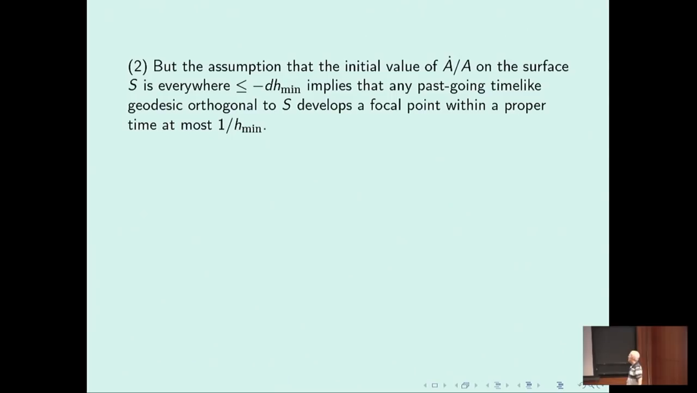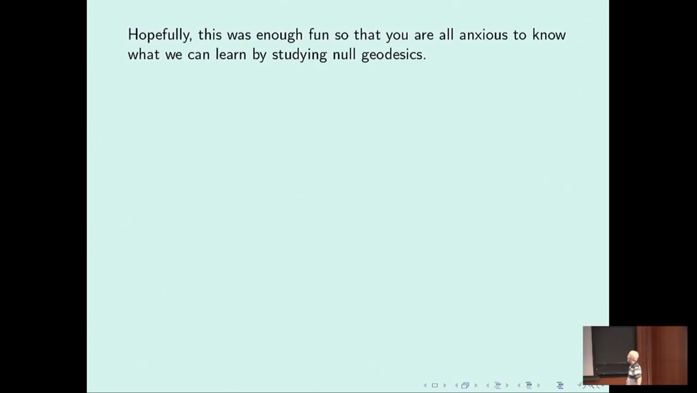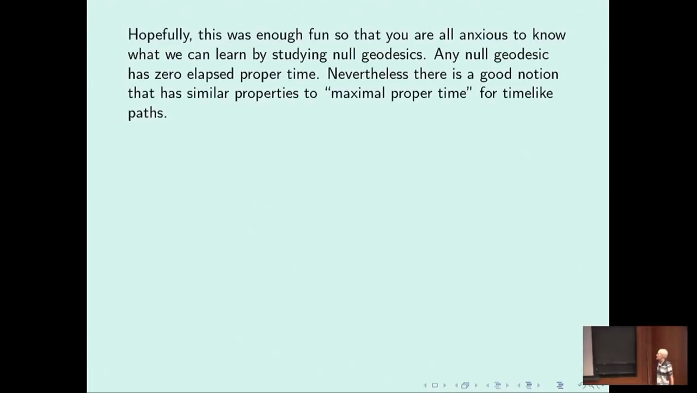Well, I hope you've all had so much fun that you're now anxious to start studying null geodesics. Any null geodesic has 0 elapsed proper time. But nevertheless, there's a good notion that has similar properties to maximal proper time for time-like paths and minimum length in Euclidean signature.